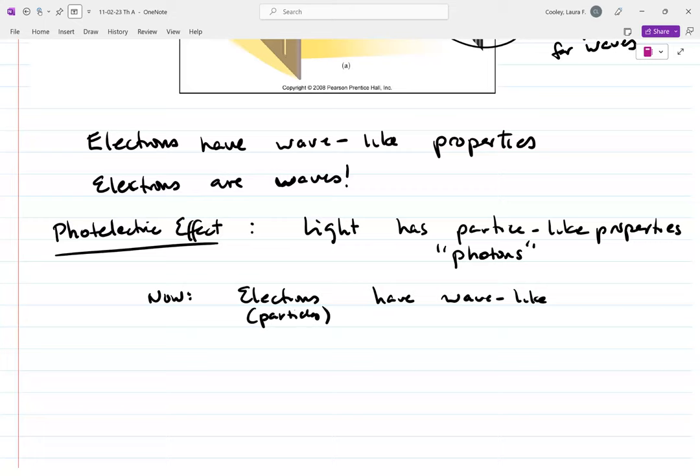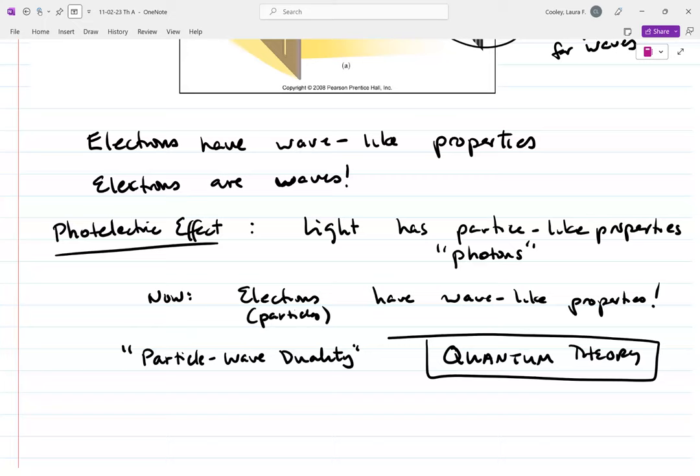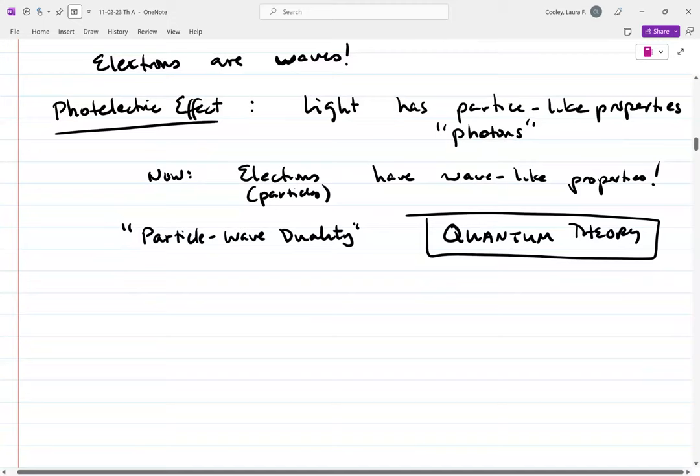And so this is the beginning of what we call the particle wave duality, which is central to the quantum theory, which is the new theory that really had to be used to explain these results and explain how electrons exist in atoms. Okay, so this is crazy. How can an electron be a wave? So I would like to just address the question for a while: how can an electron be a wave if an electron is associated with an atom?